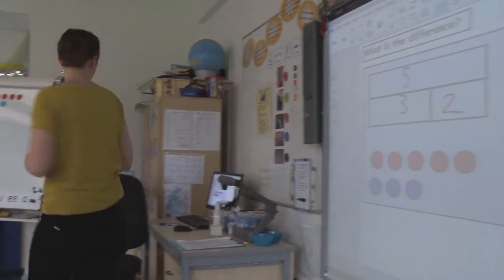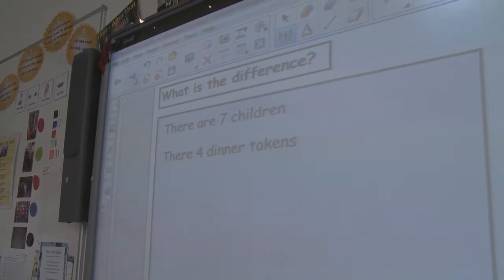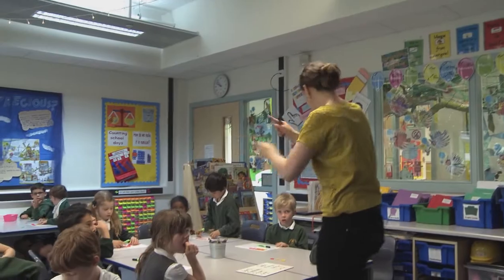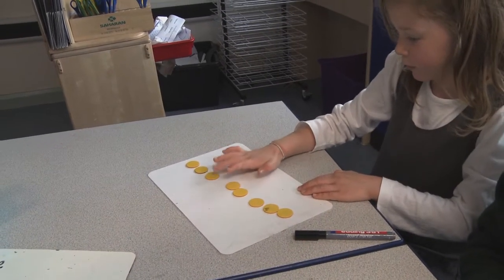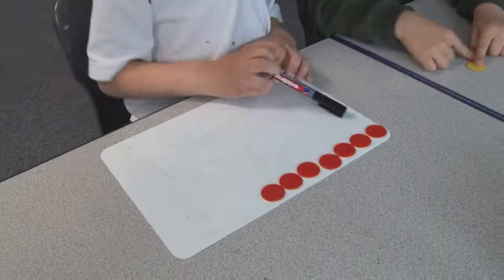I've got another one for you to represent now, and then you're going to be doing some in your book. There are 7 children and there are 4 dinner tokens. Can you represent that? Off you go. I've already got 7.